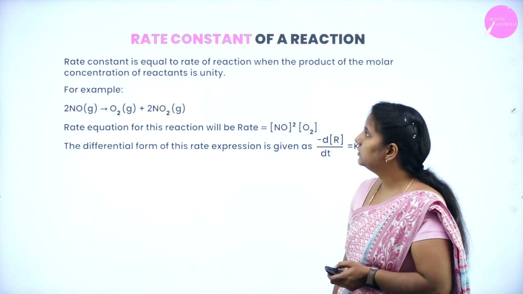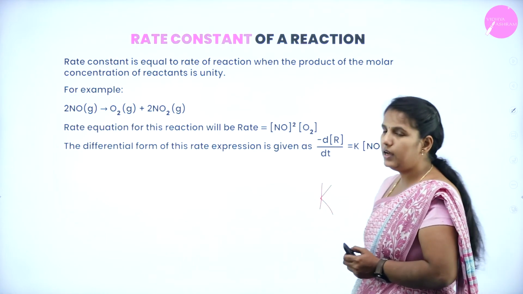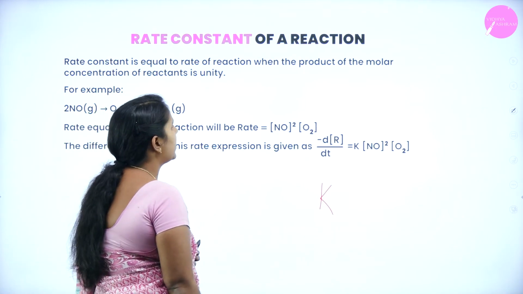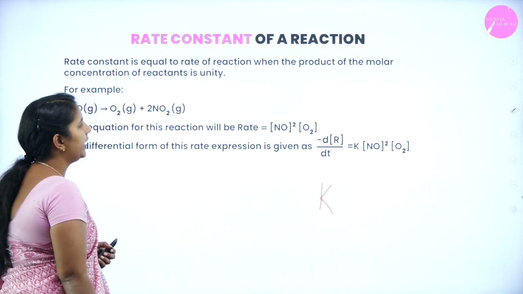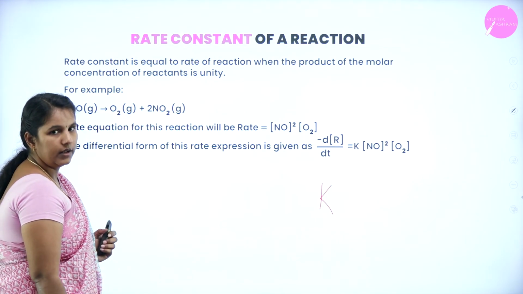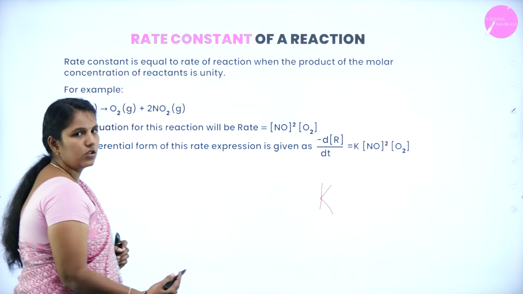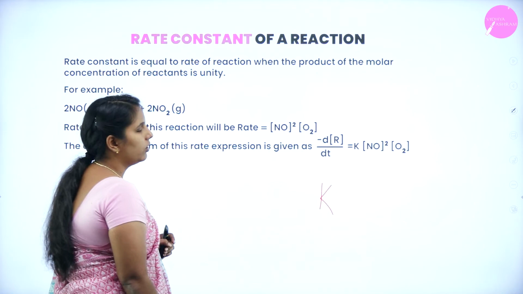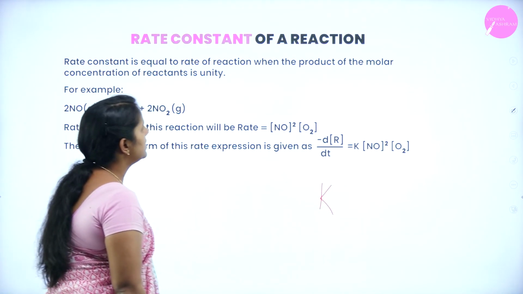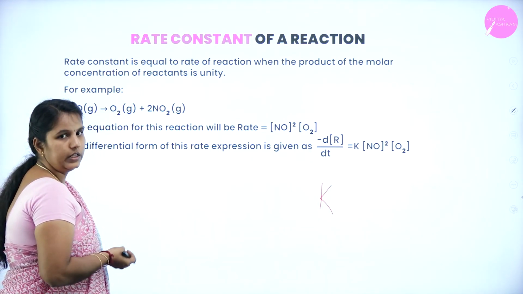Next we will see the rate constant, that is K, of a reaction. The rate constant is equal to the rate of reaction when the product of the molar concentrations of the reactants is unity. Remember, K is a proportionality constant, also known as the rate constant, and it is equal to the rate only when the molar concentrations of the reactants are equal to unity.